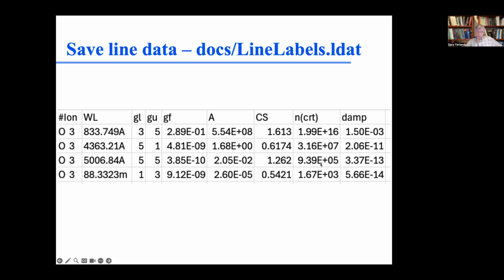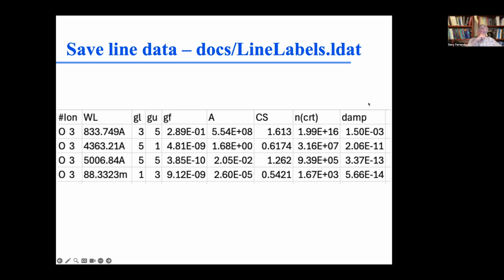The second to last column gives the critical density, and you can see there's a huge range of critical densities. It's driven not by the change in the collision rates, because these collision strengths are all about the same. It's driven by the spectacular range of Einstein A's. You can see there's a 13 orders of magnitude range in A, and so there's a 13 orders of magnitude range in critical density. We'll see this when we do the ranging calculation in the next video.